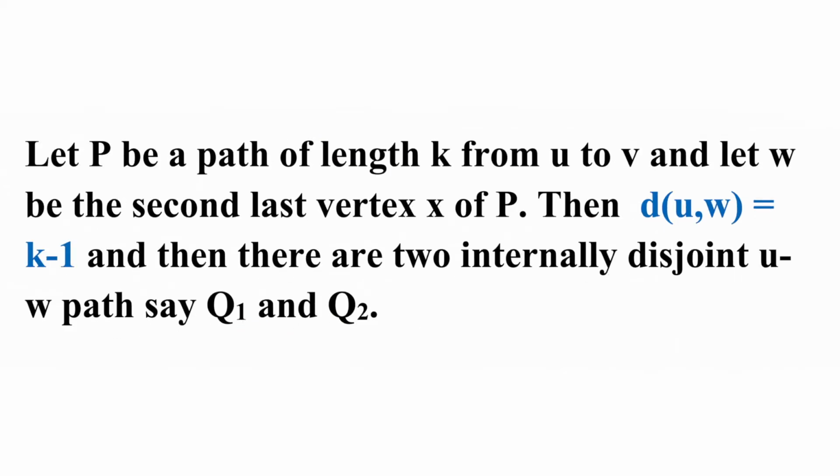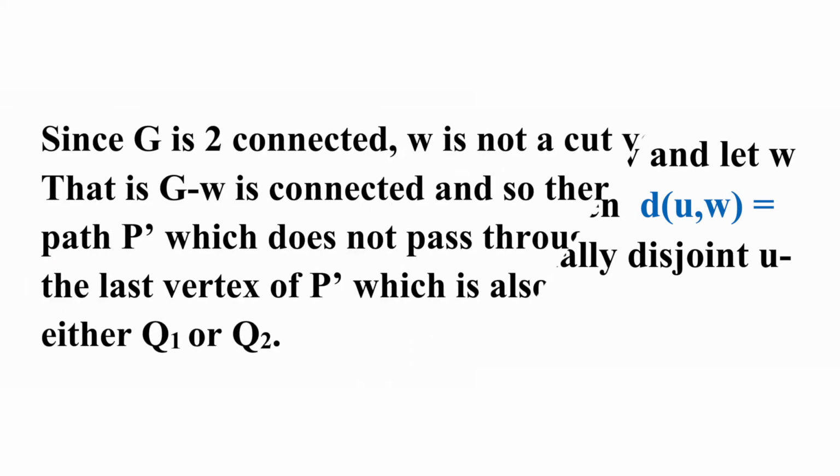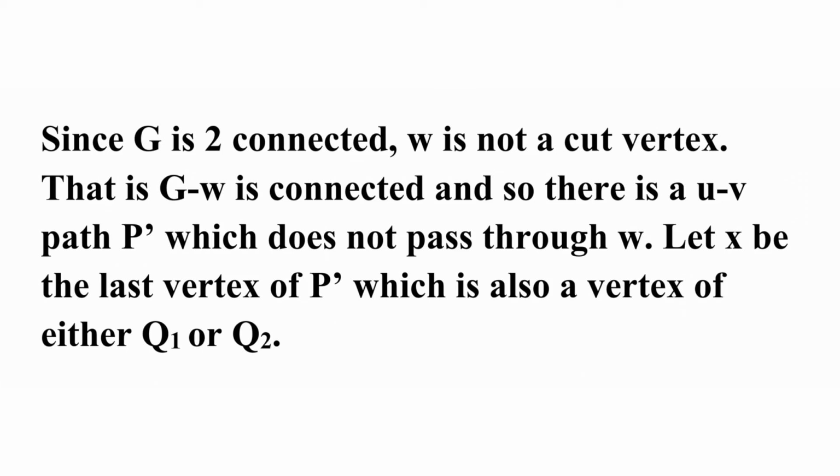Let P be a path of length K from U to V and let W be the second last vertex of P. Then the distance between U and W is equal to K minus 1 and there are 2 internally disjoint UW paths, say Q1 and Q2. Since G is 2 connected, W is not a cut vertex, that is G minus W is connected, and so there is a UV path P' which does not pass through W. Let X be the last vertex of P', which is also a vertex of either Q1 or Q2.